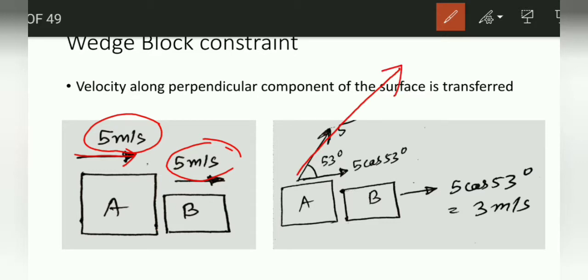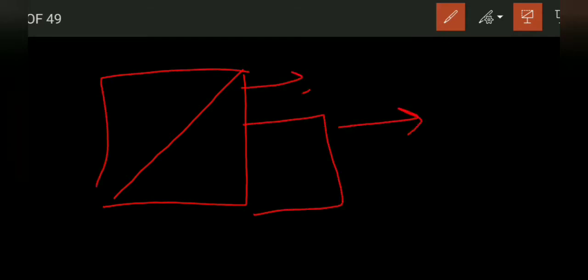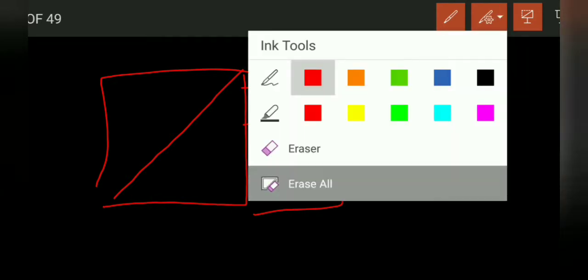This is moving with a velocity of 5 meter per second in this direction. Let me do it in a better manner. This was a block, as I have shown. This is moving with 5 meter per second. Now, this is block A, say, and this is block B.